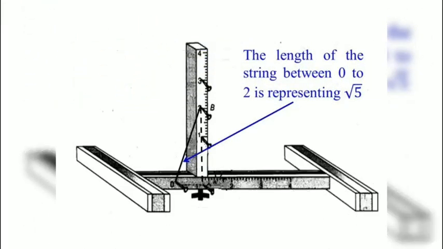Look at this figure. Here the length of the thread between 0 and 2 represents root 5 units. By using Pythagoras theorem, we can find that from this right triangle, the length of the string is equal to root of 1 square plus 2 square, that is 5. So the length is root 5.